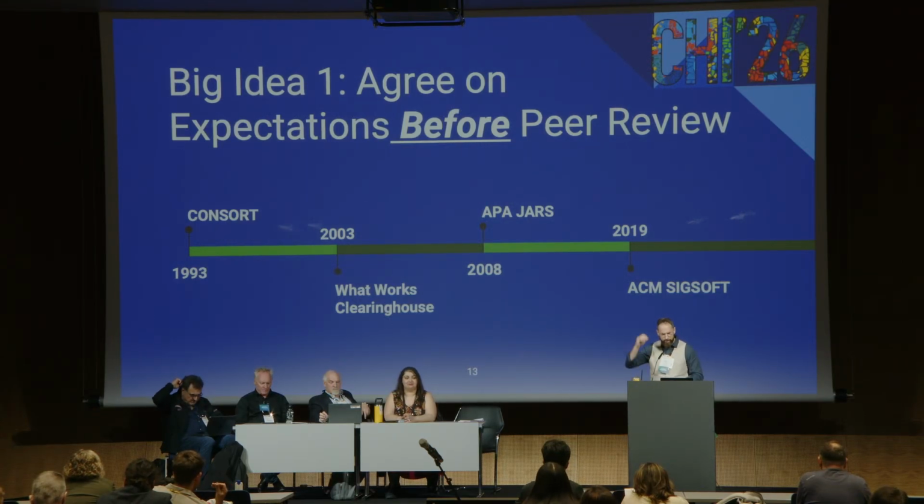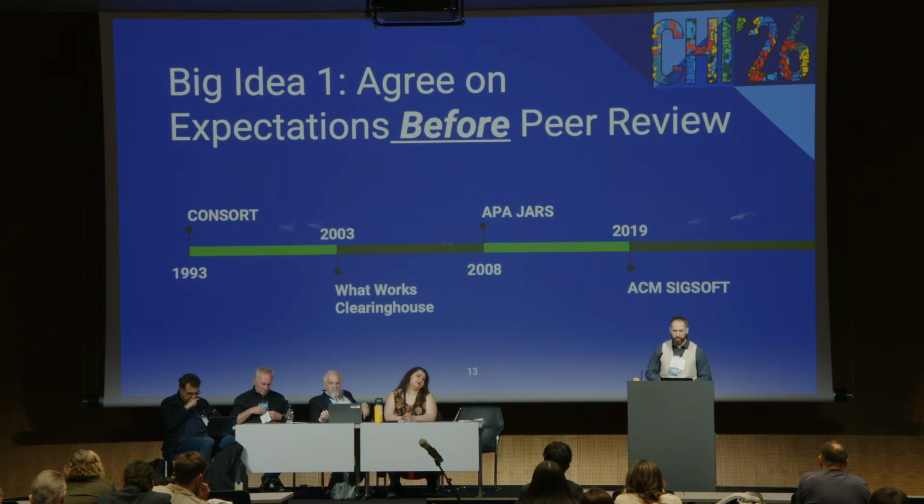Then in 2008, the American Psychological Association created its journal article reporting standards. They started by modifying CONSORT, and again, they originally intended to say more about how research should be done, but for greater political buy-in, they backed off and focused on what information should be reported in papers and how it should be reported.